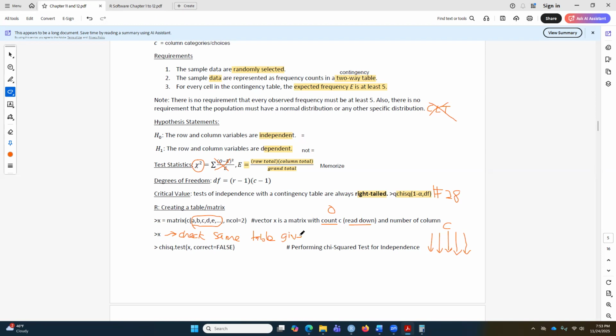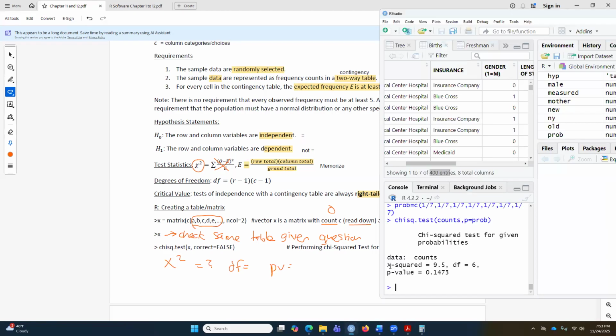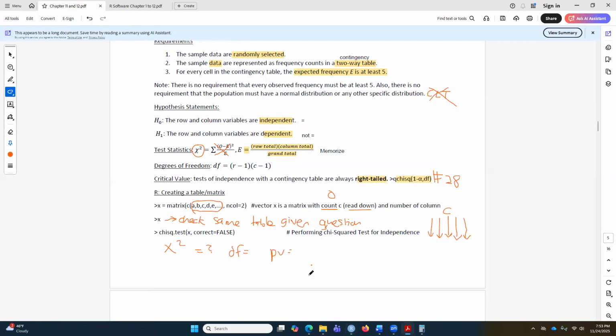Okay. And then the last thing you do is the chi-square test, with X, correct equals FALSE, and that will give you the test statistic, which is the chi-square. And then they give you the degree of freedom and the p-value, exactly like what we just did last time. They will give you the chi-square, df, and p-value. Kind of the same as what we have here. Okay. This is all in number 28 in your RStudio cheat sheet, including this count read downwards over here.